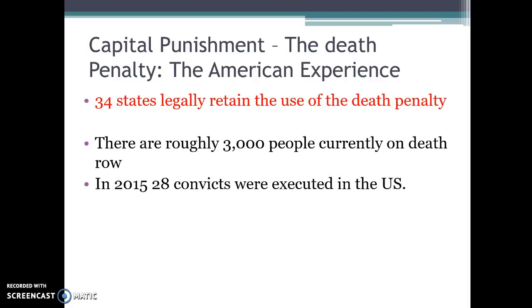Next up with this amendment is the idea of capital punishment, the death penalty. And is that cruel and unusual punishment? There are just a handful of countries left that allow the death penalty, and America is one of them. Here in the United States, 34 states have the death penalty. There are over 3,000 people on death row right now, right around 3,000, just under. And in 2015, 28 different convicts were executed in the U.S.